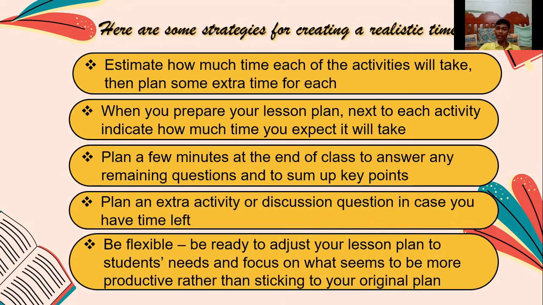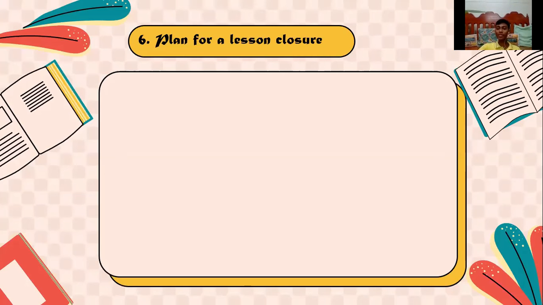So, you should also inform your students about their time, for example, in doing activities. So, as teachers, we should also be knowledgeable enough to divide our time for each activity when giving activities to our students. Because sometimes, students need time. Students need time to accomplish a certain activity. So, yun po. And number 6, plan for a lesson closure.